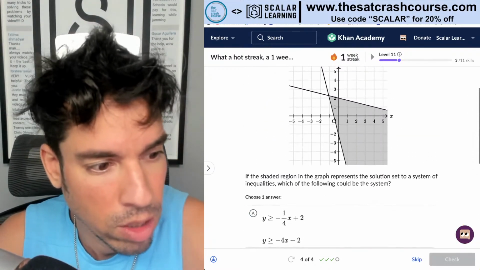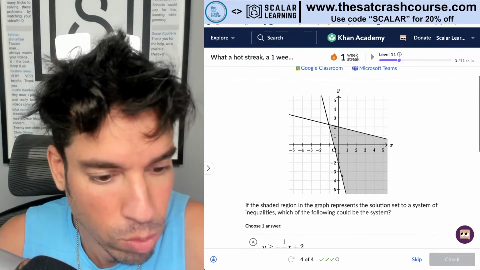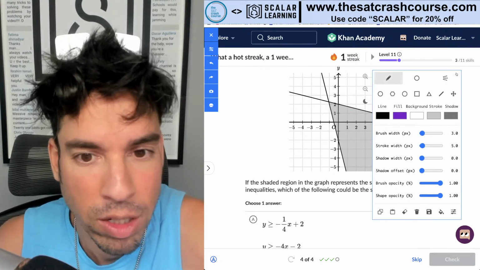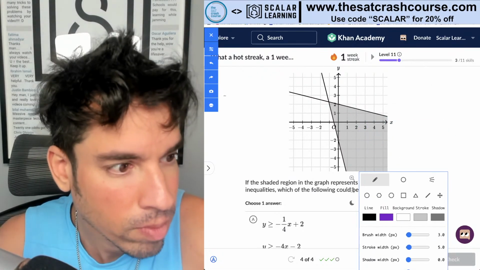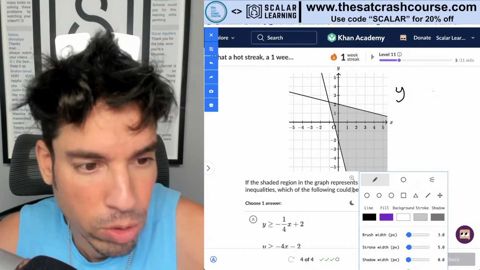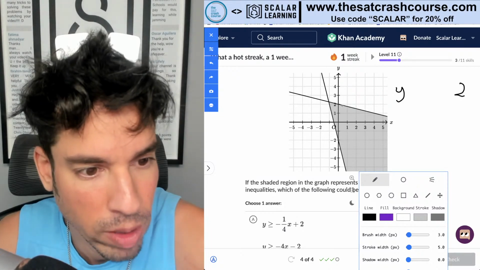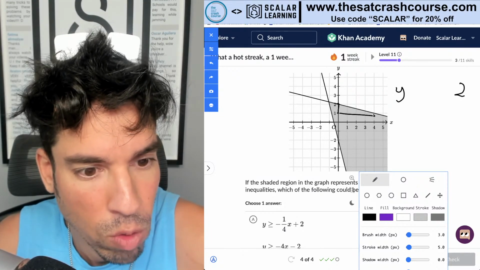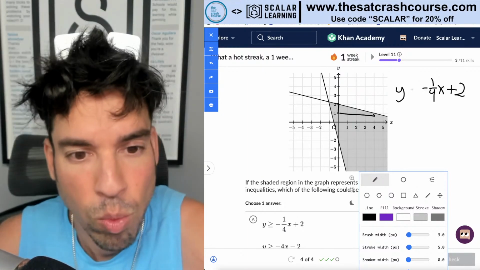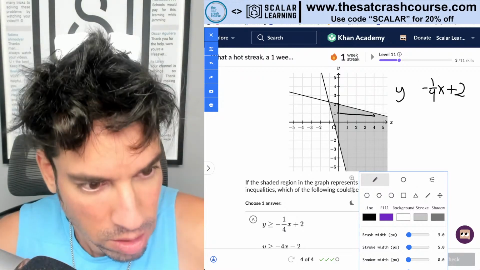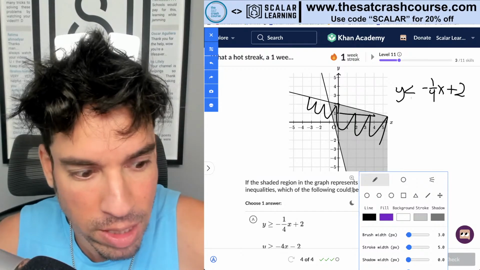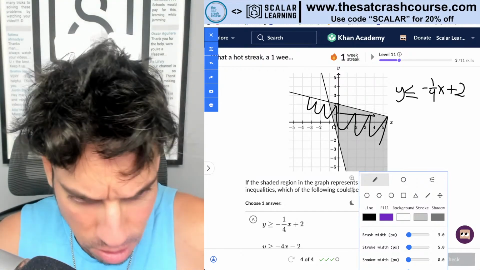Last one, here we go. If the shaded region represents the solution set, which of the following could be the system? Now, I am going to come up with the inequalities from the graph, and then I'm going to match it. So this line here is y, forget about less than or equal to just yet, but I got a y-intercept of 2, and I got a slope of down 1 over 4, meaning negative 1/4 x plus 2. So which way should the inequality be facing? Since I'm below this line, it should be less than. And it should be less than or equal to, because the line itself is solid.